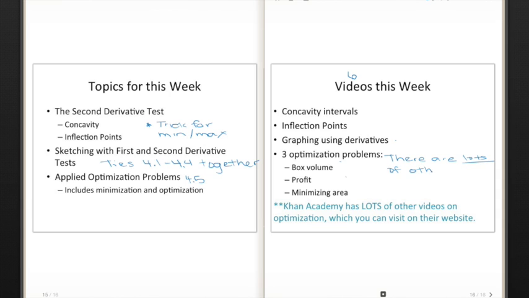You'll find that it is impossible for me to cover every single type of optimization problem that you could see on the AP test. There's just so many different scenarios in which you would be following the same basic steps. So I gave you a few common ones, but I would really strongly recommend that if you're having any trouble with it, that you go on to Khan Academy. They have lots of other videos on optimization. I think they've got something like 7 or 8 different examples just on optimization.